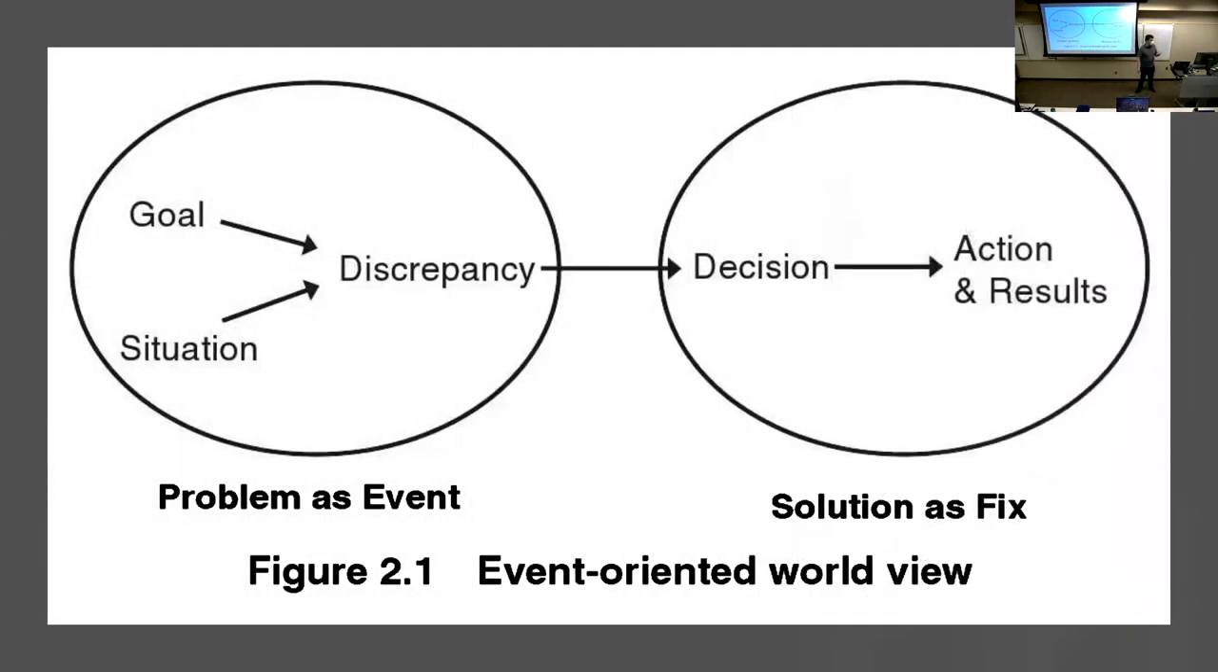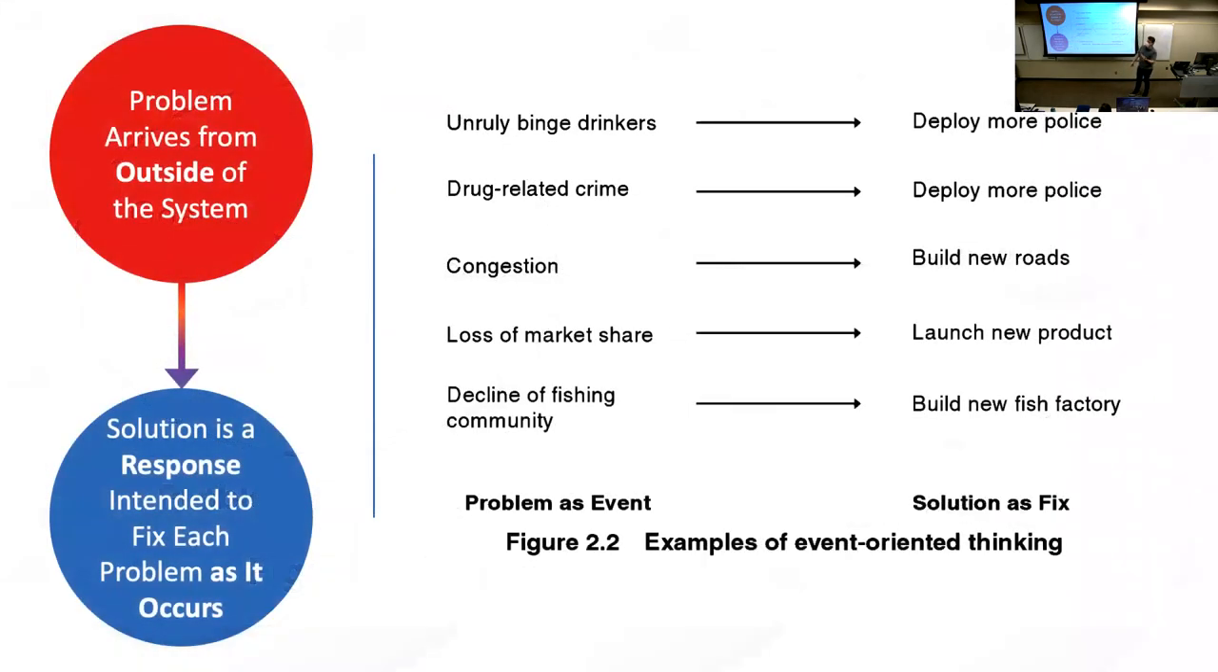So what is event-oriented thinking? It's this idea that we're out in the world as a decision maker, and there is some goal that we'd like to reach. We look at the situation, and we might notice a discrepancy. That leads us to a decision to hopefully bring the situation up to the goal, which provides us some action and results. This is itself a very simple feedback loop, where we're looking for a difference from where we'd like to be, and then making an action to hopefully fix that once and for all. Then we wait around for the next event. So we wait for problems, we fix those individual problems, and then we wait for more problems. That's this event-oriented worldview.